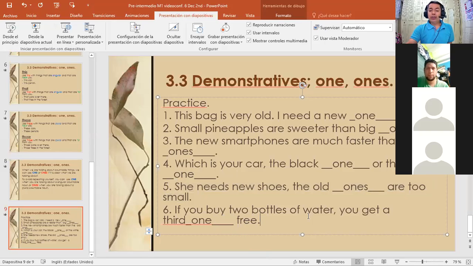If you buy two bottles of water, you get a third one free. Si usted compra dos botellas de agua, la tercera es gratis. Oh, okay. Ajá. So, eso que ellos usan como "one", nosotros lo decimos en el artículo, ¿verdad? El, la, los, etcétera. Okay. Good. Any other question, class? Do you have any extra question? No questions.